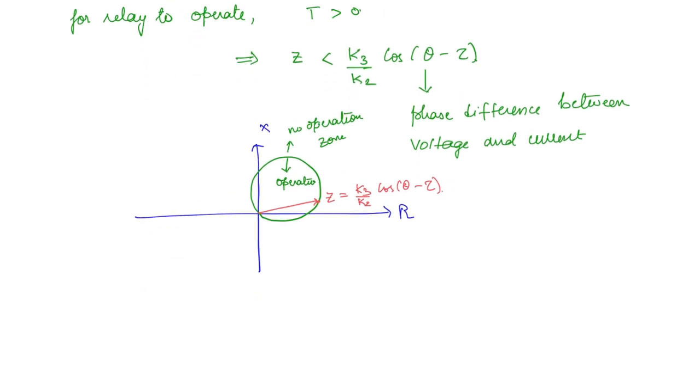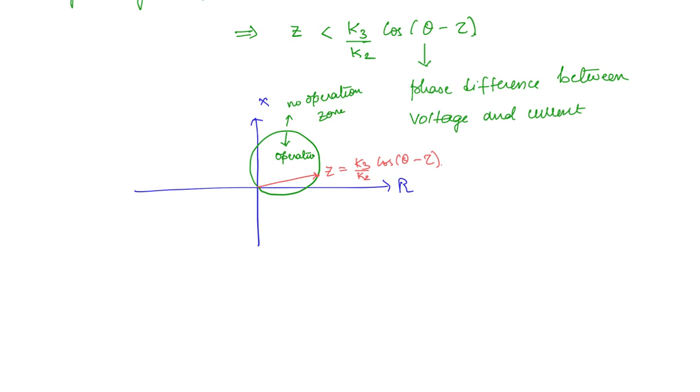Now one important point in the Mho relay is that it depends on the phase angle between voltage and current. This is the limiting condition, and you can see it depends on the phase angle. For this reason it has an inherent directional property. The Mho relay has a directional property.